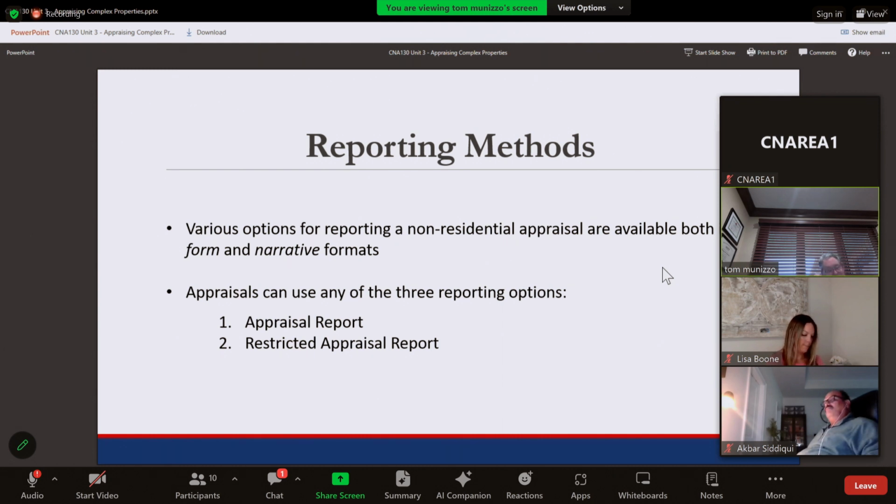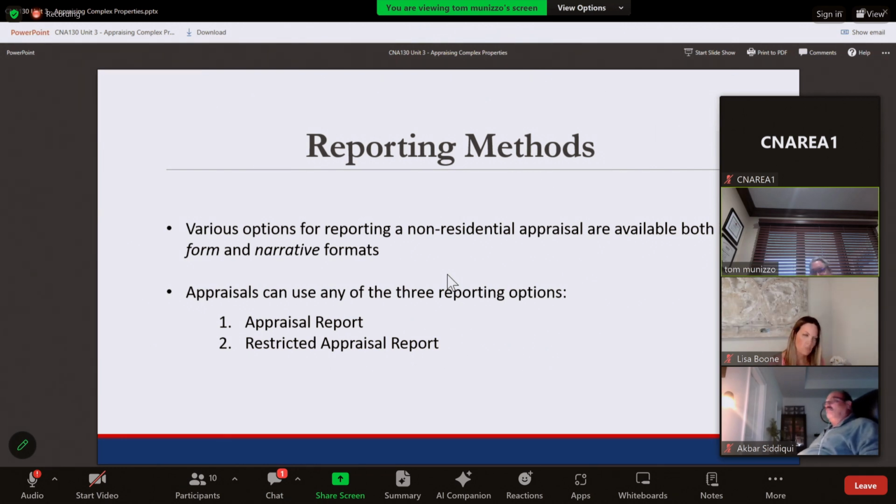Down here, gross living area, GLA, is only above grade. And GBA is the entire building, all floors. You can do the same thing on a non-residential appraisal as you can with a residential appraisal. You can do a standard appraisal report, or you can do a restricted appraisal report.